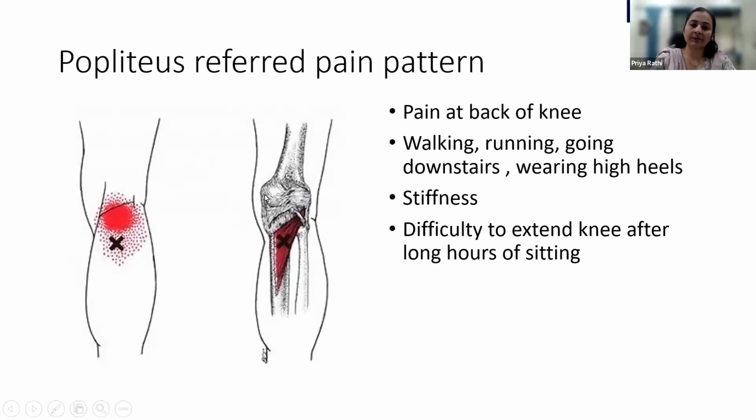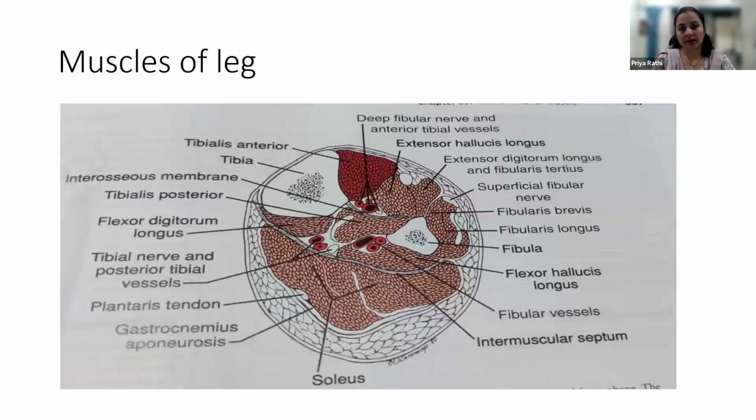Popliteus, though a small muscle, is very, very important. It will give rise to posterior knee pain. So the patient will have pain while walking, running, going downstairs, and wearing high heels. There would be stiffness and difficulty in extending the knee after long hours of sitting.